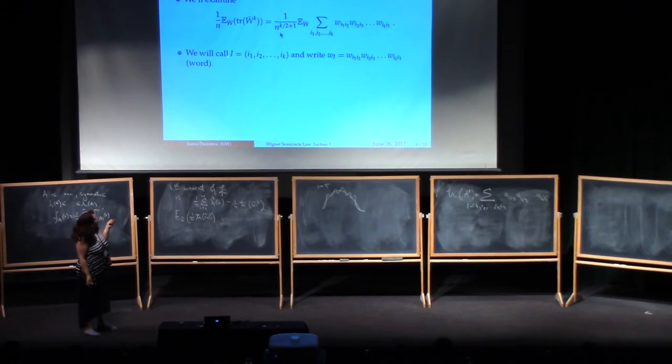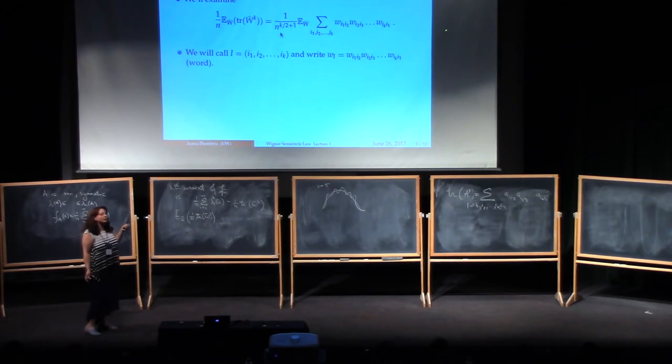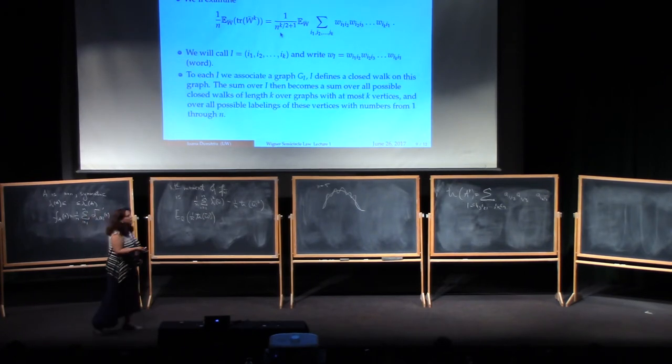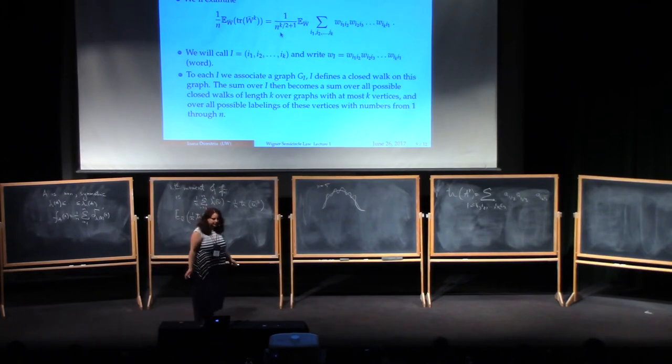Let me call I this ordered k-tuple, i1, i2, up to ik, the indices. And I will write W_I for W_{i1,i2}, et cetera. Okay? So this is just notation for now. I'll call this a word, although I think that I'm probably not going to use the word word again necessarily in this presentation. For each such word, we have an associated graph G.